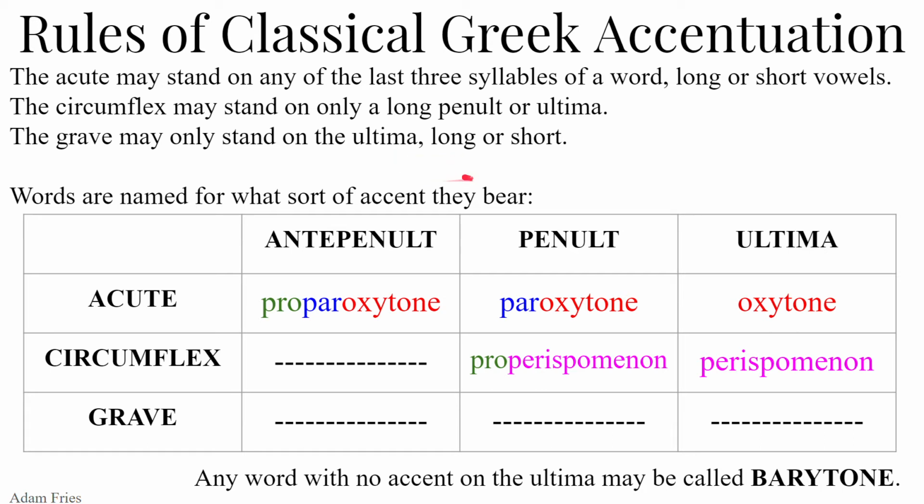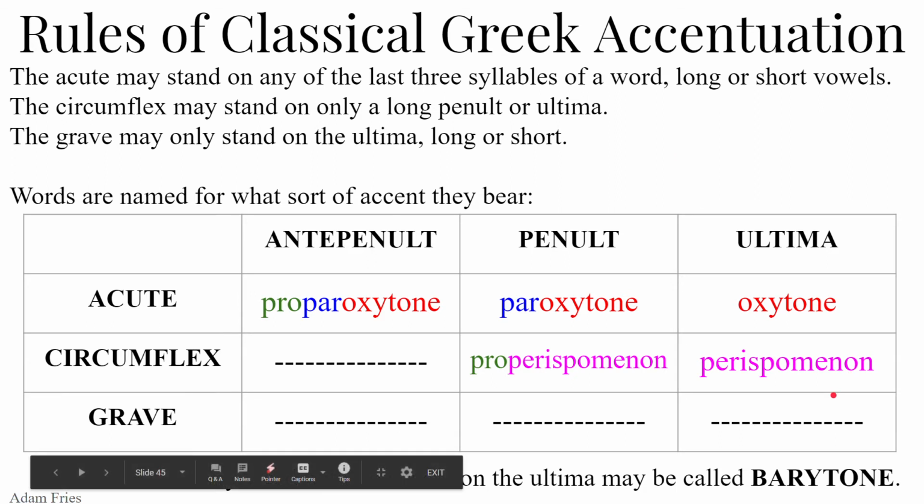So, the acute accent may stand on any of the last three syllables of a word, be them long or short. So the acute can stand on the ultima, the penult, or the antepenult. And mind you, not every word has to have an antepenult or a penult. The circumflex may stand on only a long penult or a long ultima. So the acute can go on all three. The circumflex can only go on the penult or the ultima. The grave may only stand on the ultima, be that ultima long or short, and we call that baritone, which is Greek for deep tone.